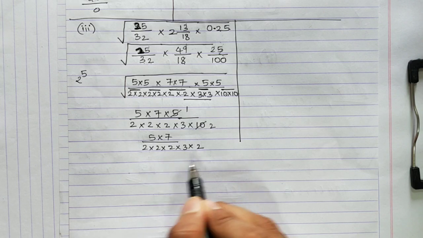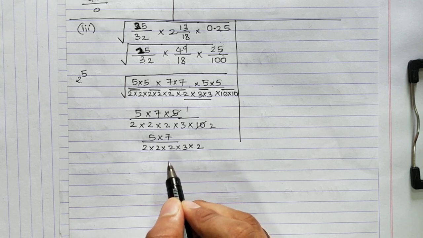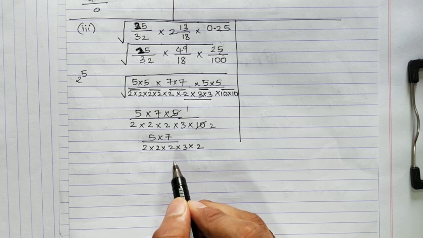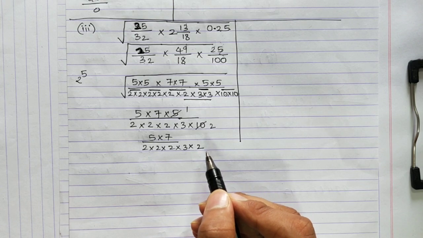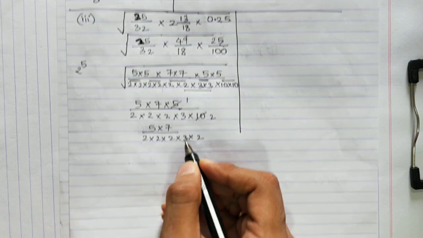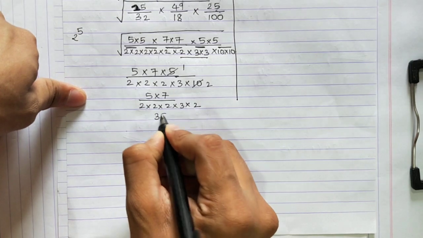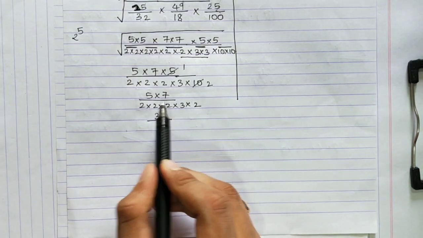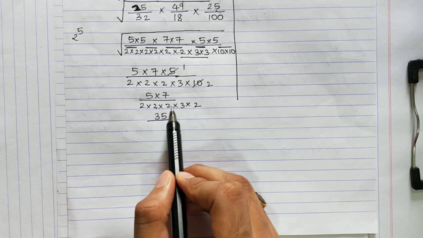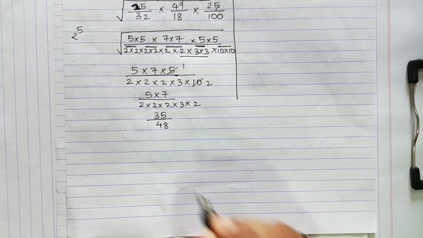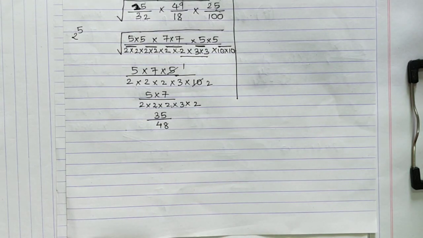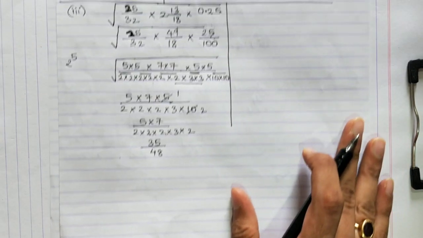So just we'll multiply this. Seven into 5 is 35, and 2 2s are 4, 4 2s are 8, 8 3s are 24, 24 2s are 48. So the answer is 35 upon 48.